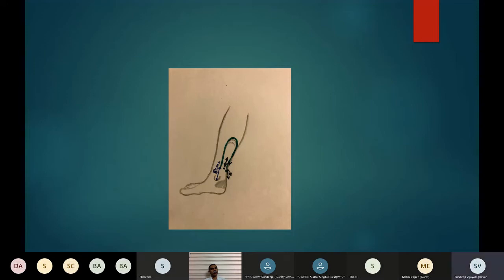You can temporarily clamp one of the perforators, and you can check which one would perfuse better. Yeah, perfect. Sure. Okay. Right.